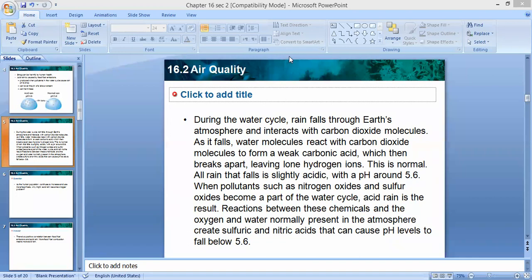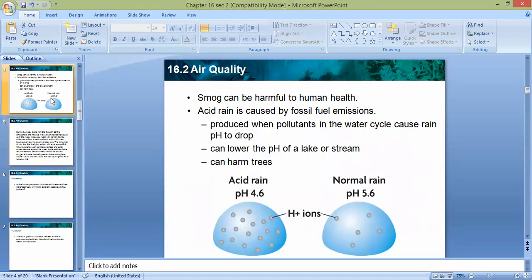Who would like, Layan? Can you tell us what is acid rain? Yes, sure. During the water cycle of the formation of rain, the rain falls on the Earth's atmosphere and it interacts with the carbon dioxide that came from the polluting or the burning.